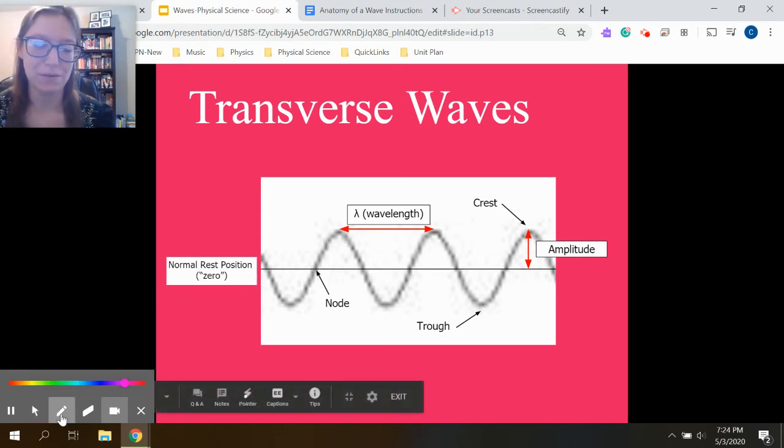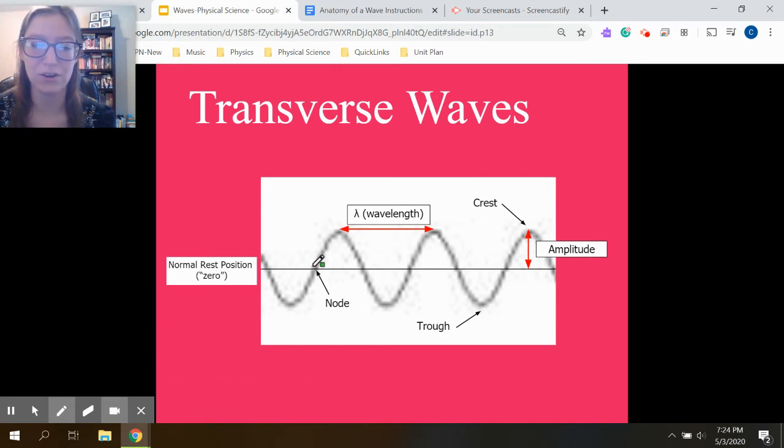And actually, I want my woohoo. Okay, so a node, which is this point right here along this line, is the normal resting position of a wave. Here at this bottommost part, the lowest point that you can see, is called a trough. The highest point of a wave, right up here, is called a crest.